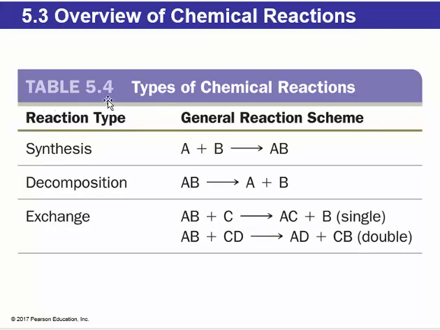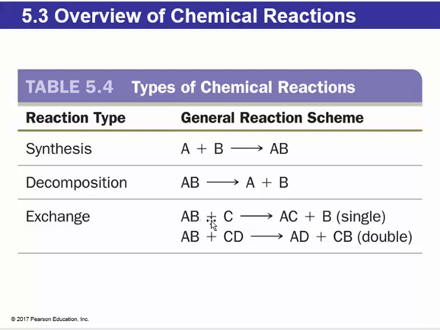If we look at table 5.4 of the text, we can see a general reaction scheme for each reaction type. In synthesis, we have two or more reactants forming one product. In decomposition, one reactant forms two or more products. And in exchange, we have an atom or ion or group of atoms that change place.